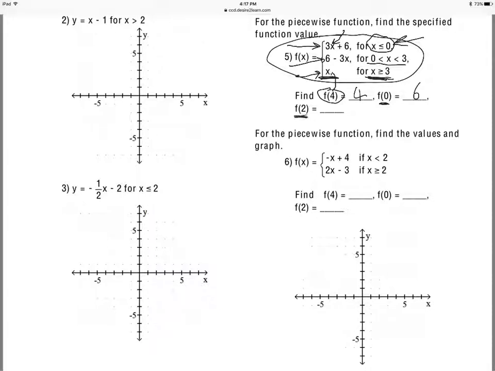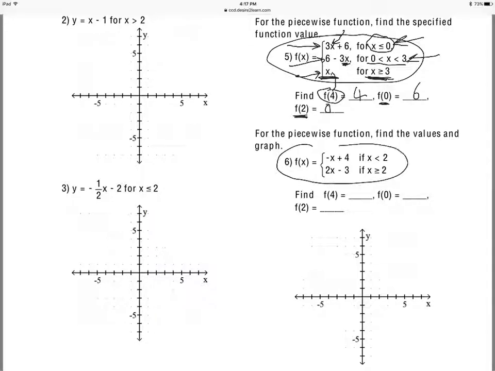Finally, when x is 2, can you see I'll be using this middle equation because that's between 0 and 3, and 2 is between 0 and 3. If I put 2 right here, 3 times 2 is 6, 6 take away 6 is 0. And that's it. Those are the 3 answers for those 3 situations.